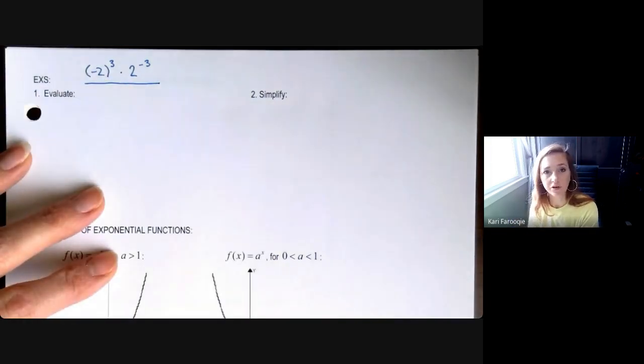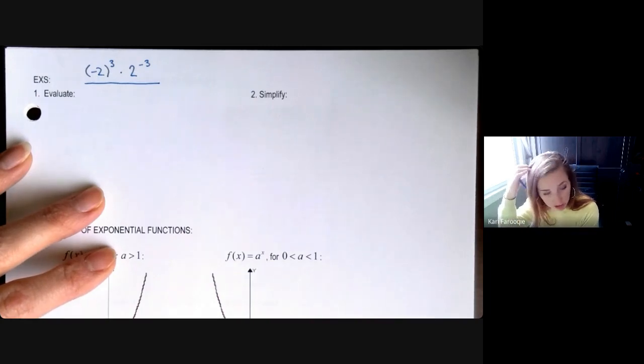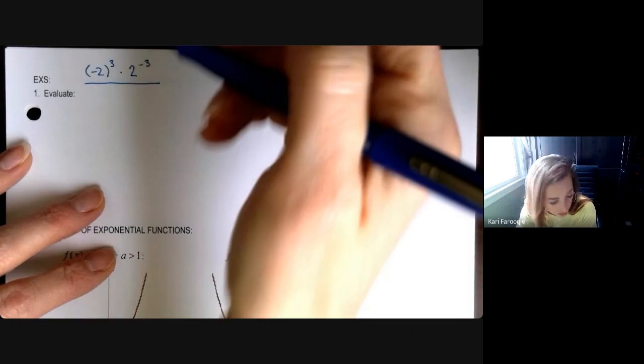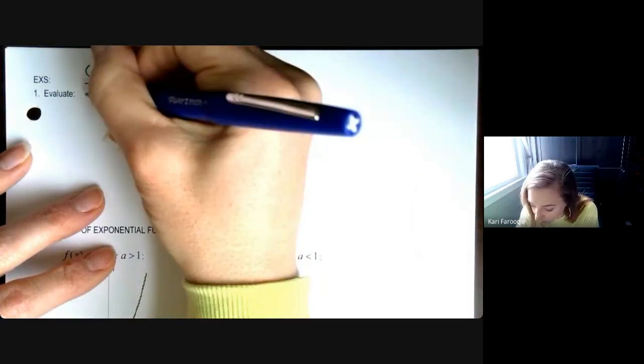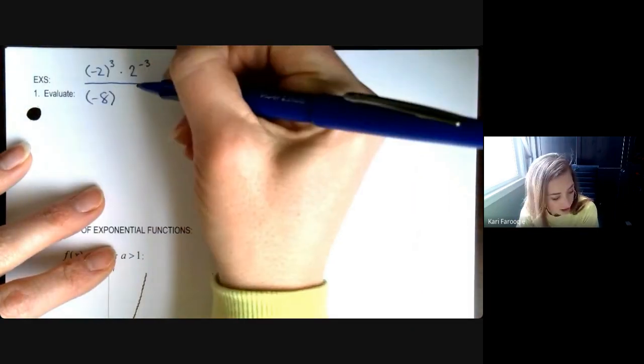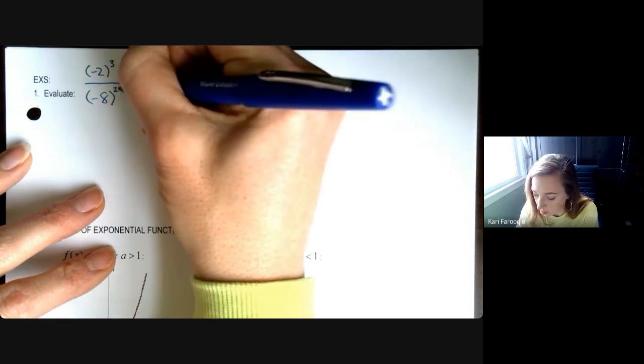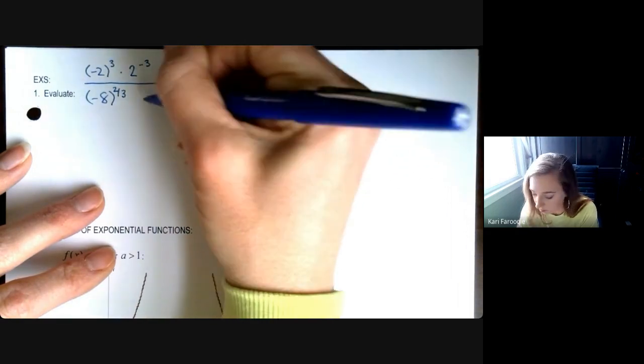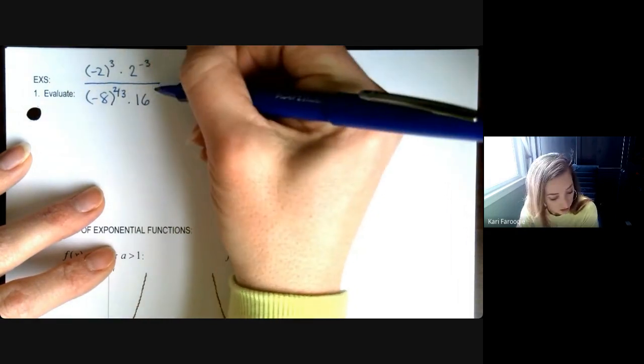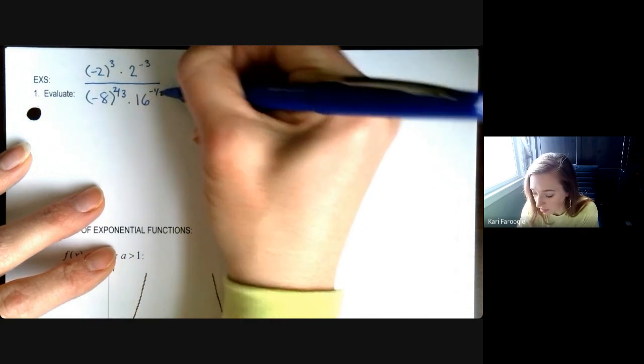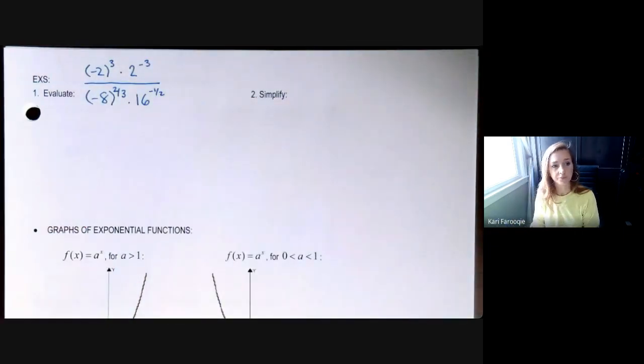So we know that if we take a negative number to an odd power, we don't require the parentheses. It's not going to make a difference. It's only when the power is even. And then we'll take in the denominator -8 to the 2/3 power. I'll show you how to simplify that. Times 16 to the -1/2 power.